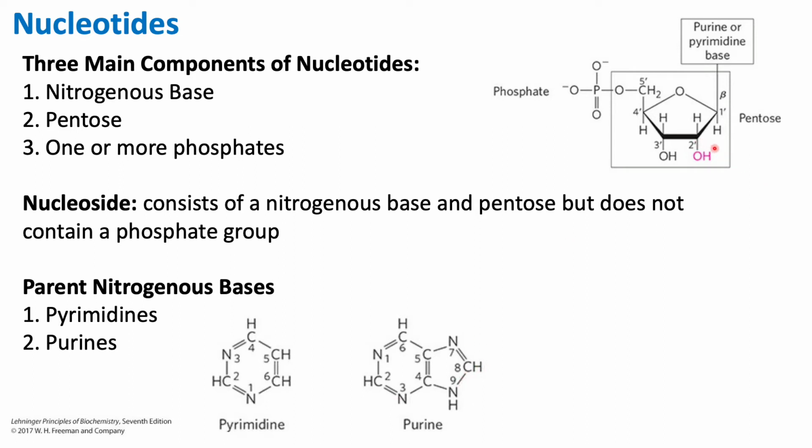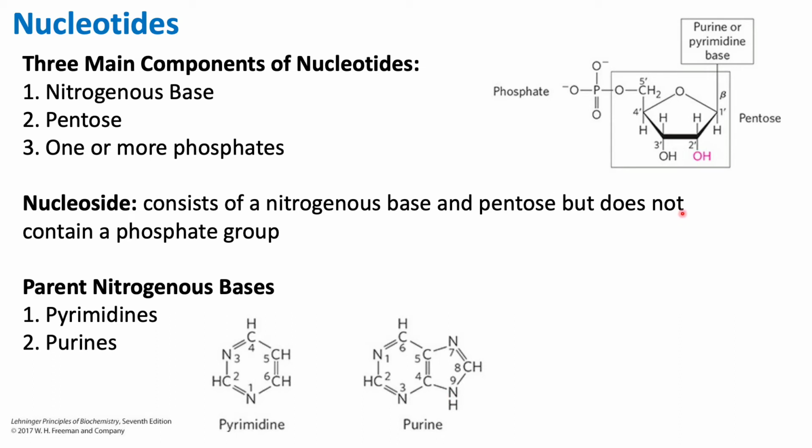So if we take a look over here, we can see that in our sugar, carbon number 1 is linked to our purine or pyrimidine. If it's a pyrimidine, it's going to be linked to this nitrogen. If it's a purine, it's going to be linked over here. Okay, this is very important.